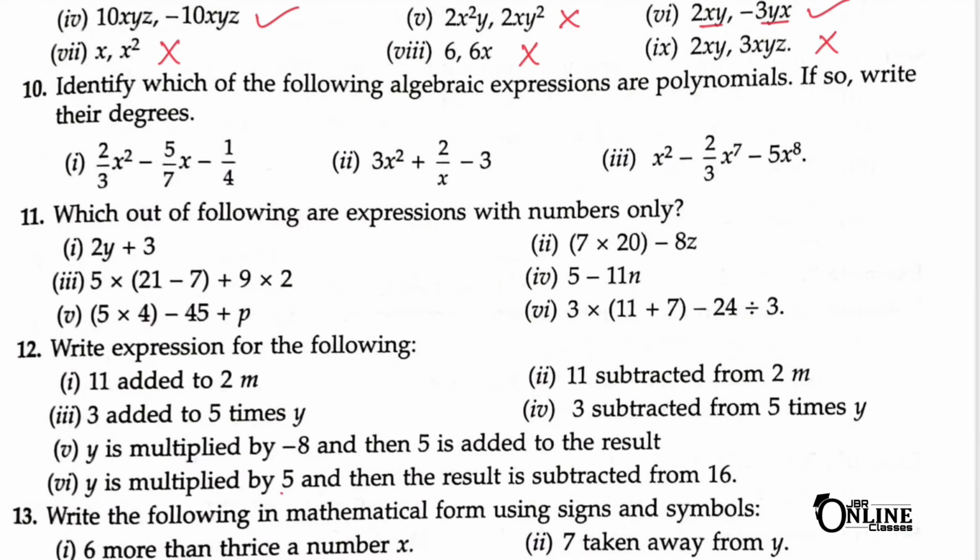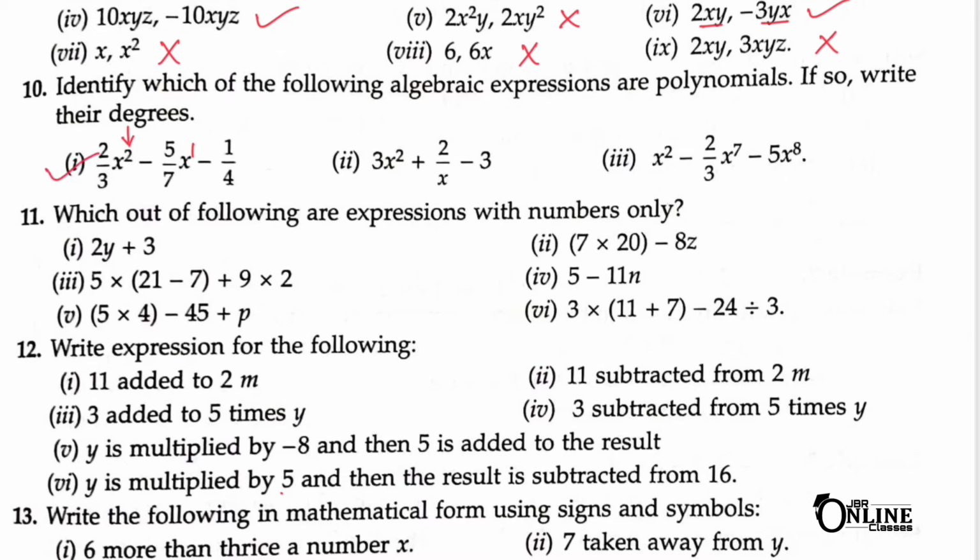Okay, now sum number 10. Identify which of the following algebraic expressions are polynomials. So polynomials means, always remember that the degree of x will always be positive. So here the first one, the degree of x is x square, it's positive, and that one is x to the power 1, also positive. So that one is a polynomial.